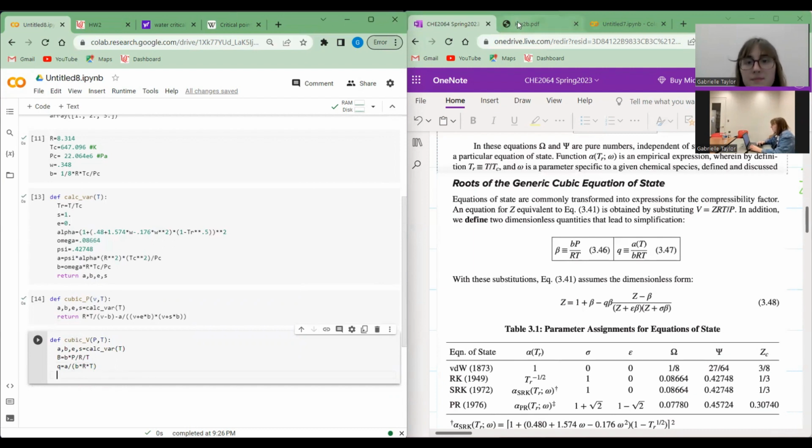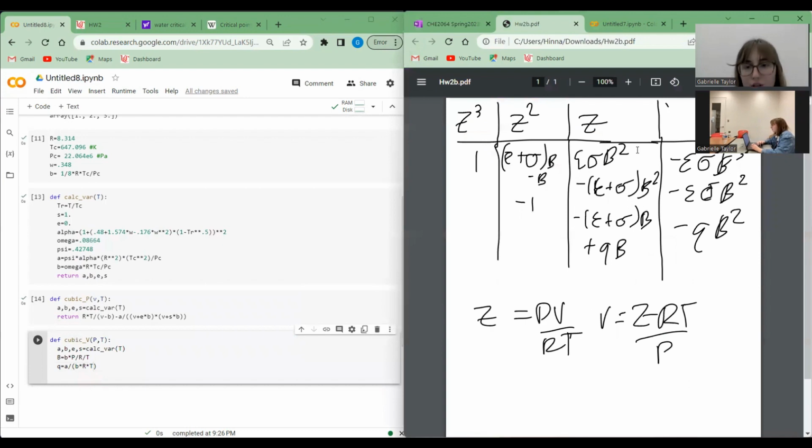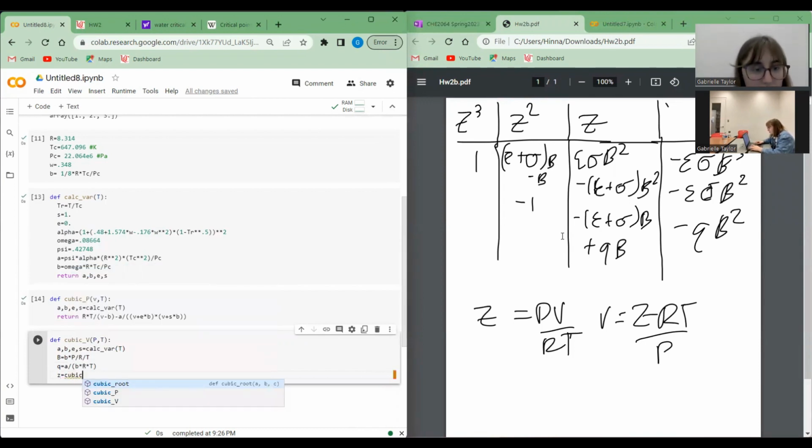So when we derived our equation for the cubic equation of state, we did this with respect to Z, so we found everything in here. So what we're going to do is calculate our Z. Now we're going to do our cubic roots. So we found the cubic function. Now we're going to find the roots of this function. So we're going to use the function that we made, cubic root.